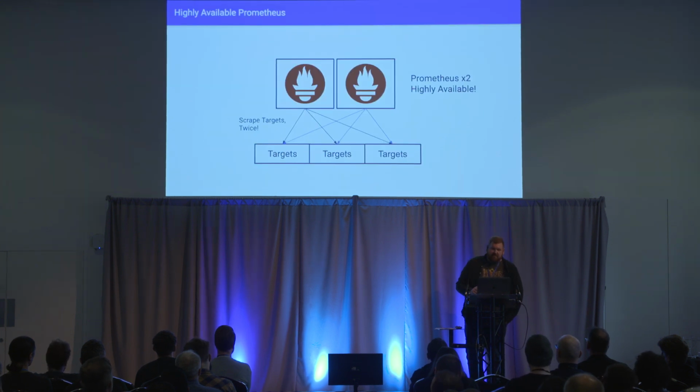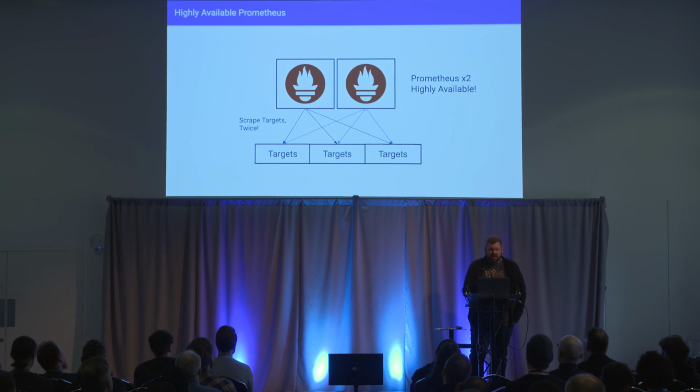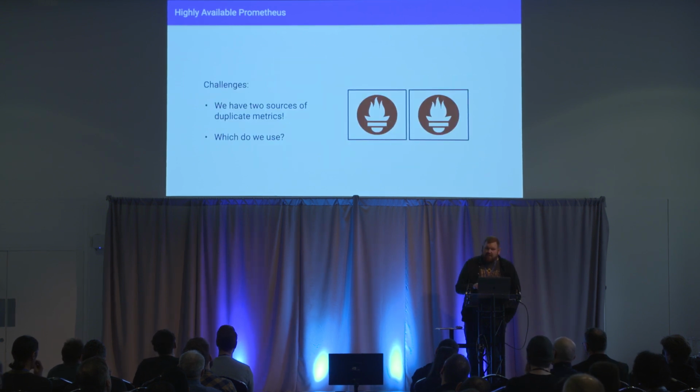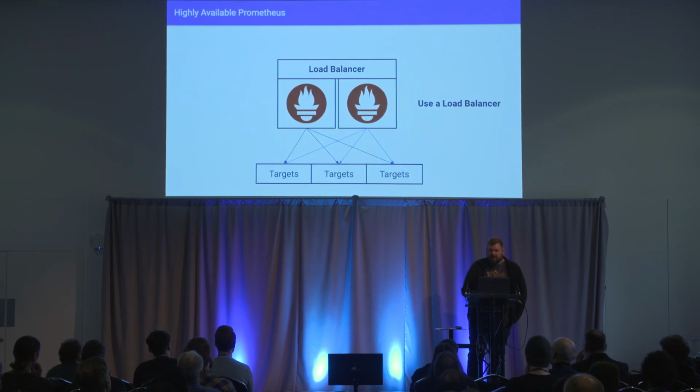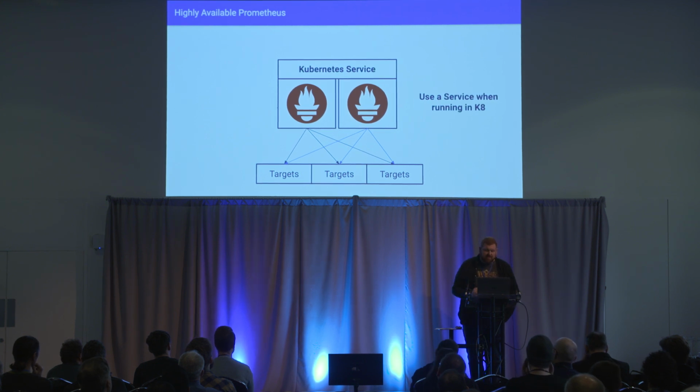Well, Prometheus itself isn't actually that complicated. You just feed it some configuration. It goes away and finds a target. It starts collecting metrics. So we can actually just run multiple instances of Prometheus, and each instance will go away and perform that scrape operation. Of course, we need to actually decide which instance of Prometheus we then might use. So we could use a load balancer to do that for us. But since we're running in Kubernetes, we could use a Kubernetes service, which is the native sort of internal load balancing feature of Kubernetes.